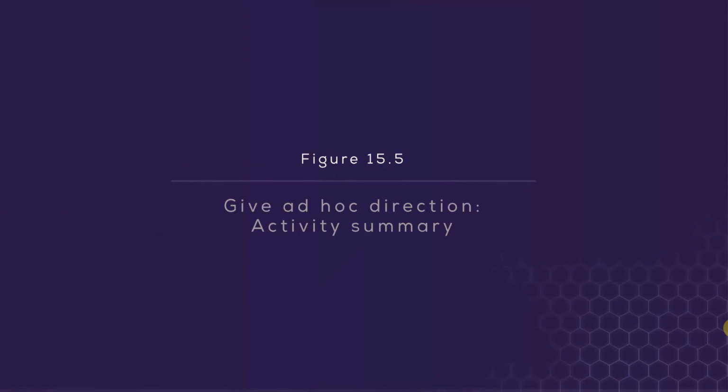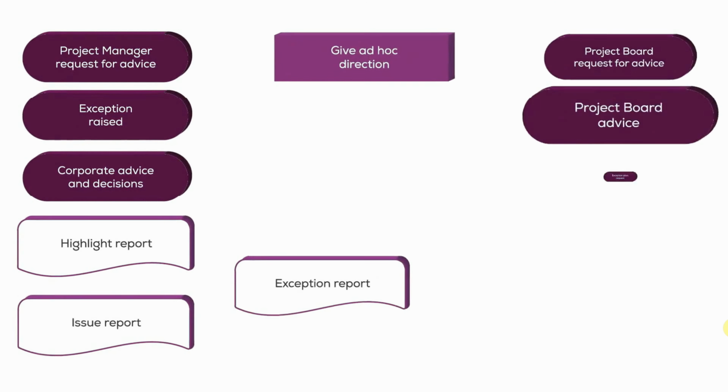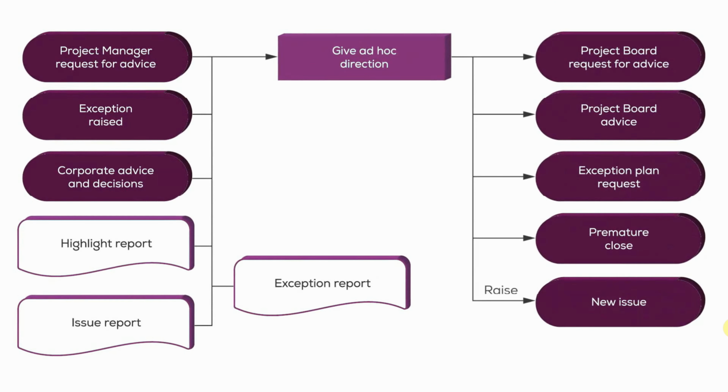Let's have a look at that next activity, give ad hoc direction. Now, give ad hoc direction, we're looking at diagram or figure 15.5 in the manual. This is that fourth activity that makes up the directing a project process. It's the one, if you recall from the walkthrough, it's not a traffic light, it's not a go, no-go point. It's simply a place whereby incoming information can be digested and responded to.